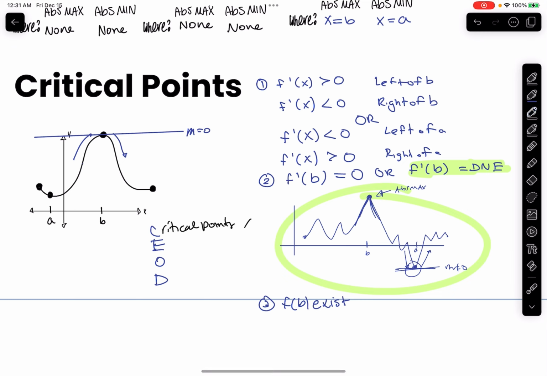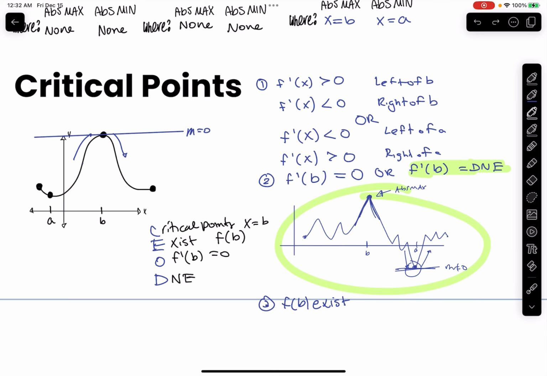So let's say we think we have a critical point, x equals b. In order for this to be a critical point, we have to verify the following conditions. E stands for the fact that f of b has to exist. That's this condition here. Done. O is actually a 0. It stands for the fact that f prime of b has to be equal to 0. Done. Or just simply not exist. Done. So these are all of the conditions to check for a critical point.